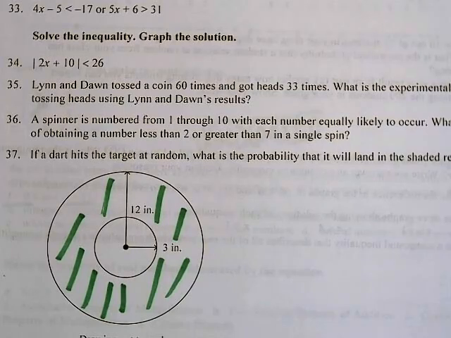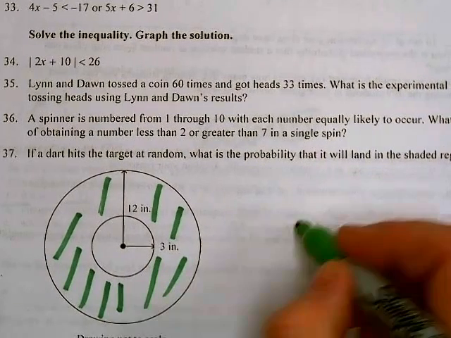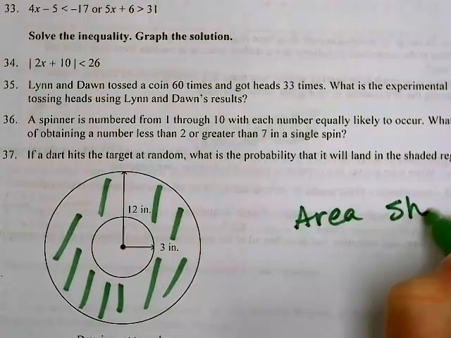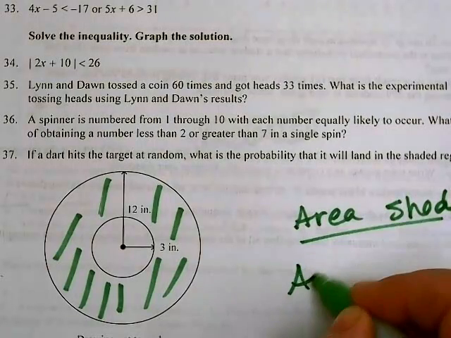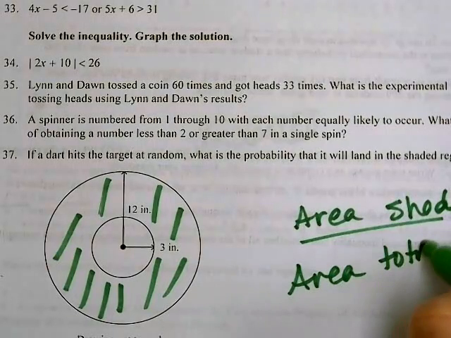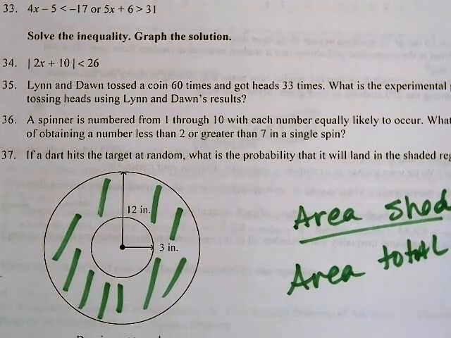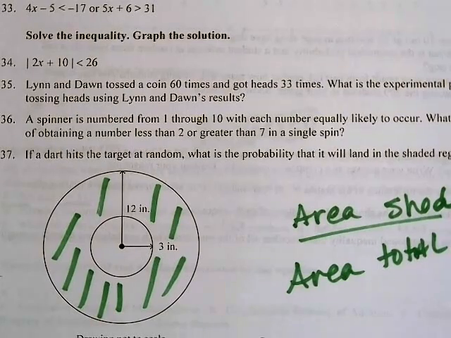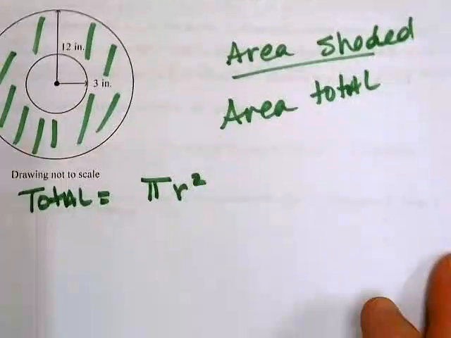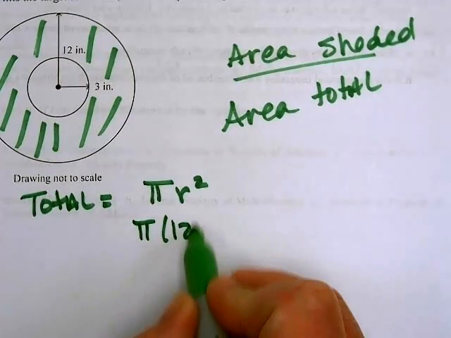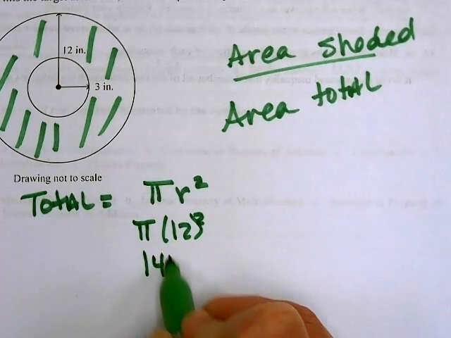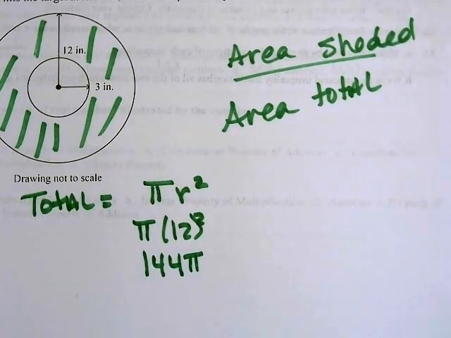How do you find that out? First of all, you need the area of the shaded region over the area of the total. How are you going to find the total area? Pi r squared. For the total, what radius do you use? 12. So 12 squared is 144. Let's just call it 144 pi for right this minute, okay?